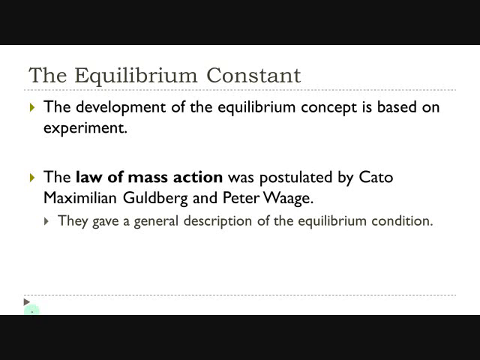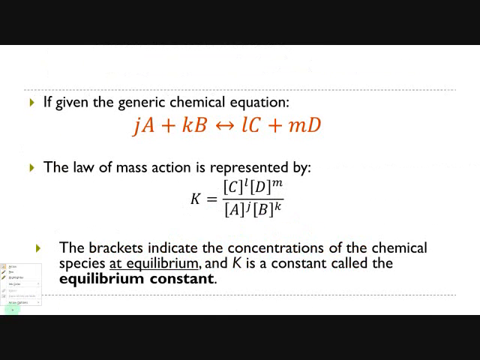The law of mass action was postulated by Cato Maximilian Goldberg and Peter Waage. I don't know how to say those names, but they gave a general principle of the equilibrium condition where if you have this reaction, so notice that the J, K, L, and M are the coefficients, the law of mass action, or the K, which stands for the equilibrium constant, is equal to the products raised to their coefficient powers over the reactants raised to their coefficient powers.